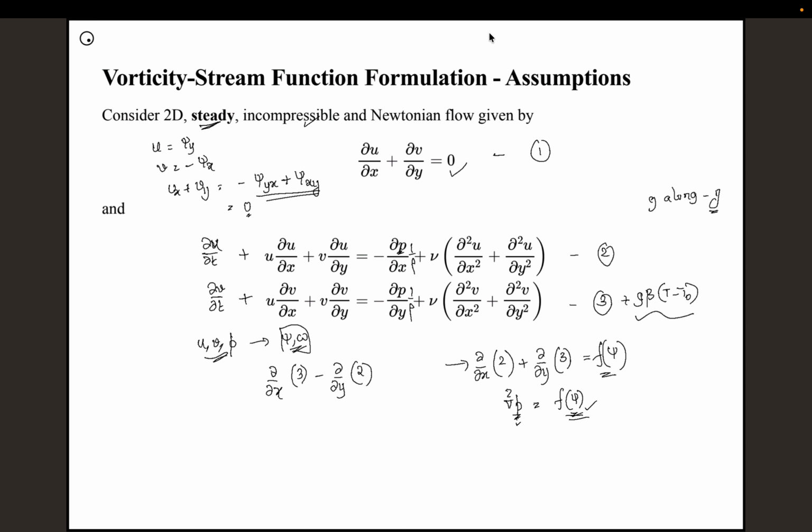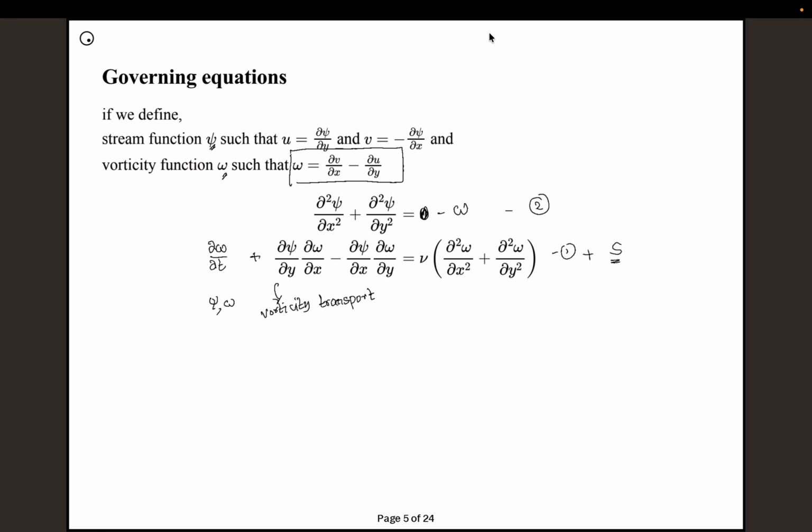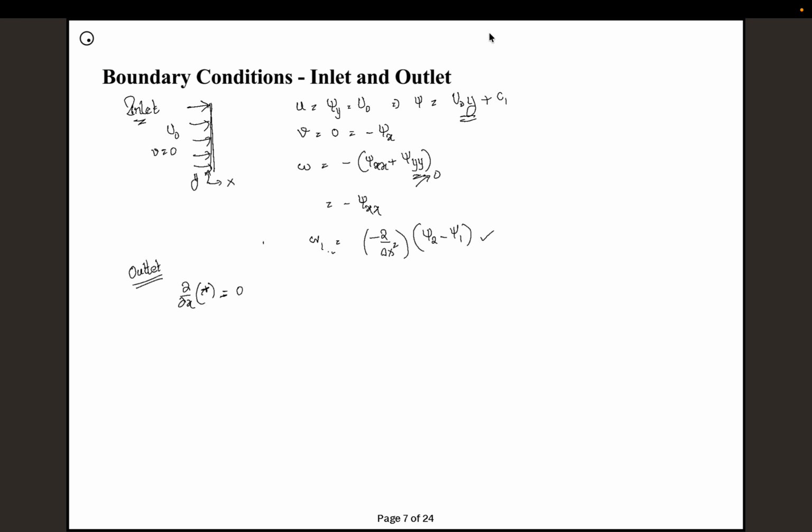But the challenge is now we need to know the boundary conditions in terms of psi and omega, which is not always possible, because the primitive variables that we usually measure are velocities and pressures. So transforming them is what we discussed next for different kinds of boundary conditions. For walls, inlet and outflow conditions we derived them, but there are other boundary conditions also. There might be problems where you have to specify pressure.